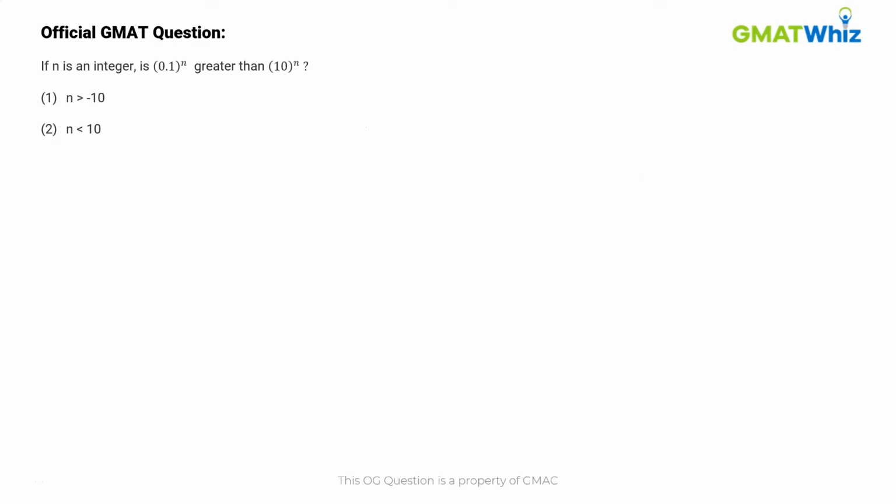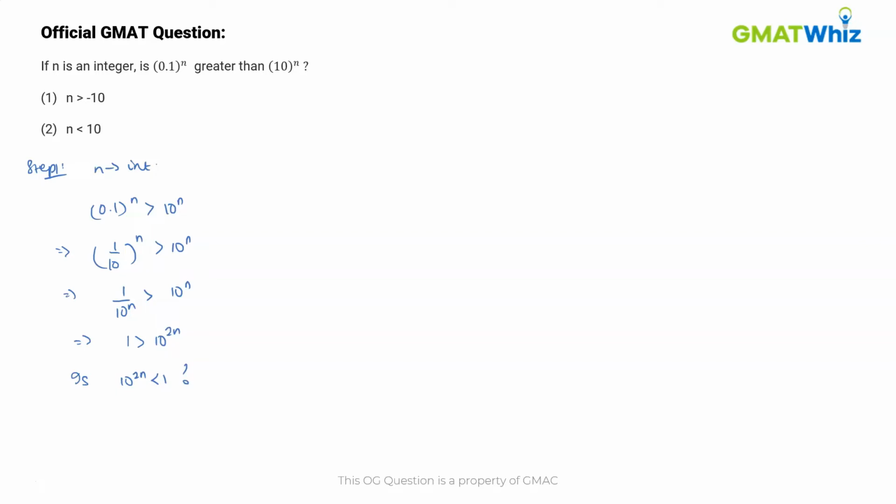So in this question we are given that n is an integer. We are asked if the value of 0.1 to the power n is greater than 10 to the power n. Now we can write this as 1 by 10 to the power n is greater than 10 to the power n. Or we have to check if 1 is greater than 10 to the power 2n. That is, 10 to the power 2n less than 1? So this is what we have to check.